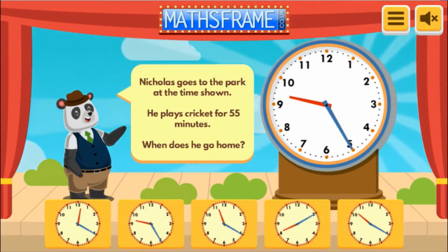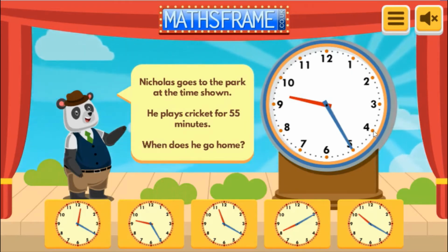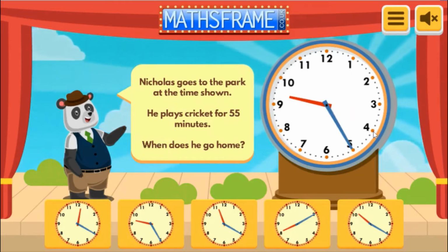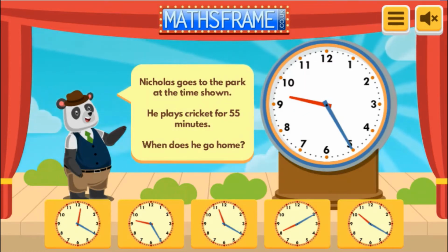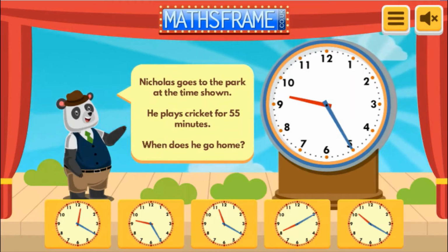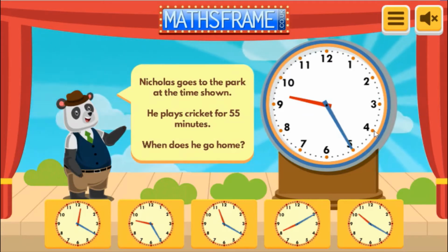So the blue minute hand would move all the way around to get to the 4, which is 20 past. Now can you see we've nearly gone all the way round, but we haven't quite. 55 minutes is nearly an hour, but not quite. So if our blue hand is going to be on the 4 now, we can see down the bottom that there's 3 answers where the minute hand is on the 4 for 20 past.